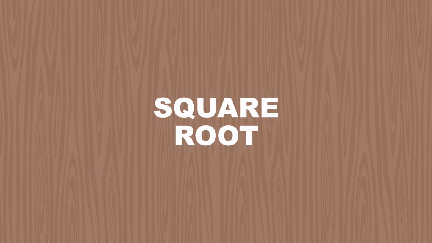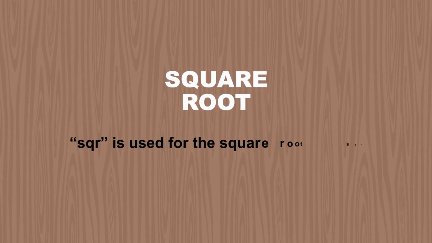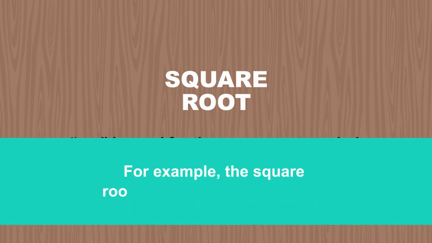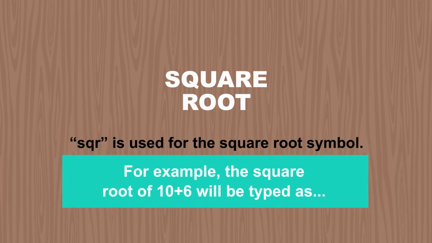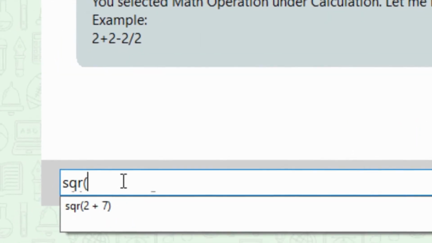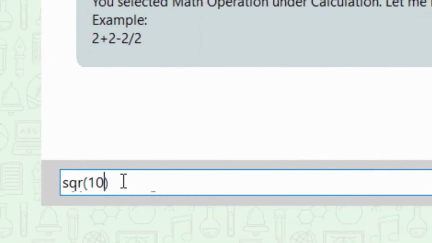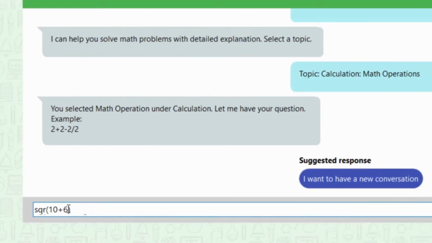Square root. SQR is used for the square root symbol. For example, the square root of 10 plus 6 will be typed as SQR open bracket 10 plus 6 close bracket.